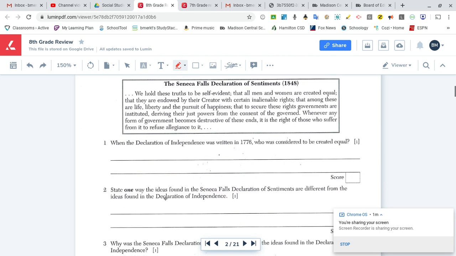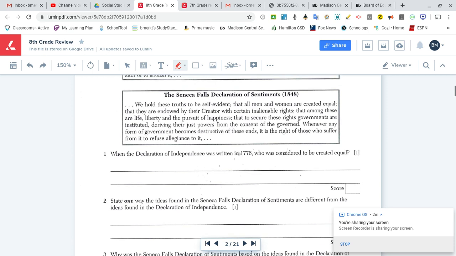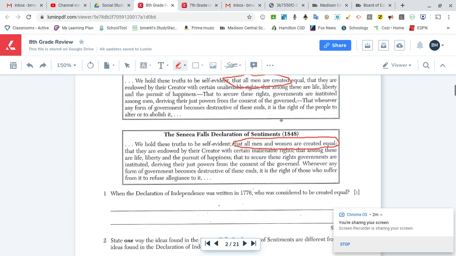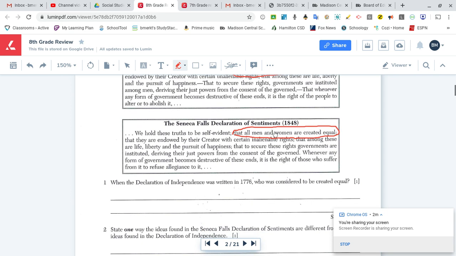So question number two, state one way the ideas found in the Seneca Falls Declaration of Sentiments are different than the ideas found in the Declaration of Independence. Would be right here. Now take a look. We have that all men, and they added women. Women are created equal. That's your easy answer. So for your second question, you should write down that all men and women, stating women are equal to men. That was something that definitely women believed was missing from that original Declaration of Independence.